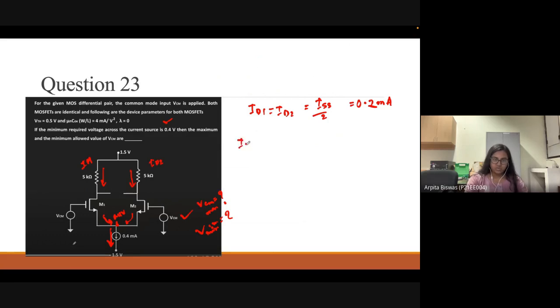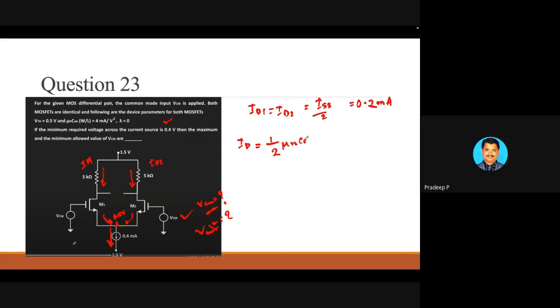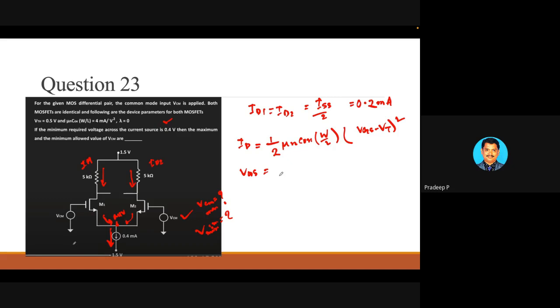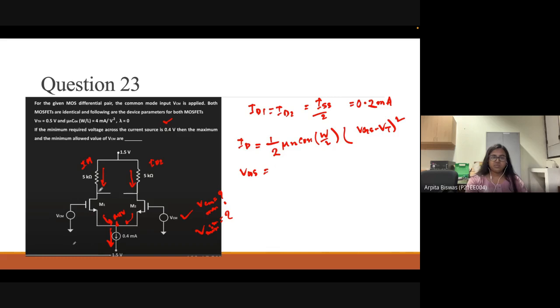So the ID value we know is half of mu n Cox W by L times (VGS minus VTH) whole squared. Then tell me how to calculate this VGS value. From this equation, VGS equals root over 2 ID by mu n Cox W by L, plus VT. Twice of ID is equal to this ISS, right?